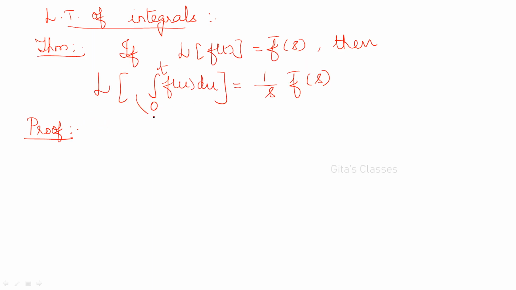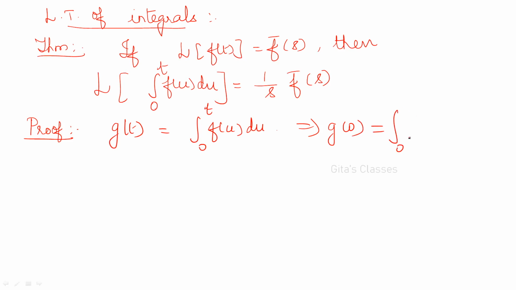Let us take the Laplace transform of this function I want to find out. I am going to assign a name, g of t is equal to the integral from 0 to t of f of u du. I want to use the derivative formula, so I want to find the value of g of 0. G of 0 is the integral from 0 to 0 of f of u du. If both upper and lower limits are the same, the value will be 0. So g of 0 is 0.